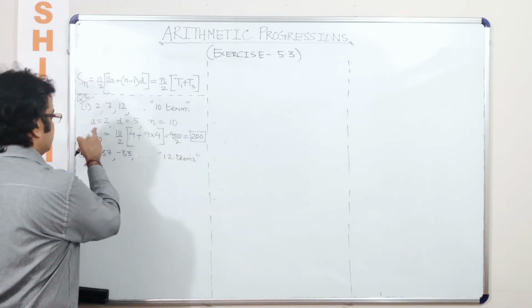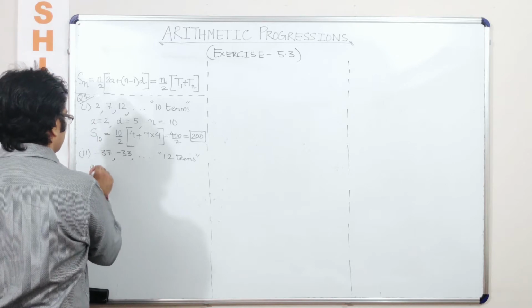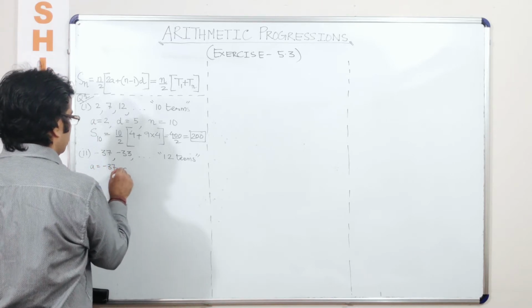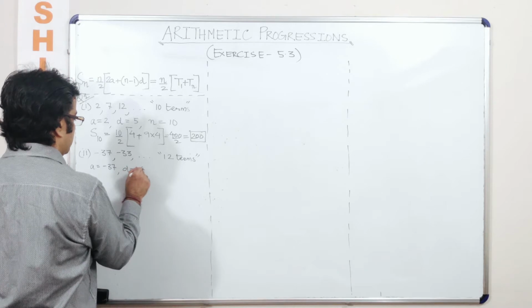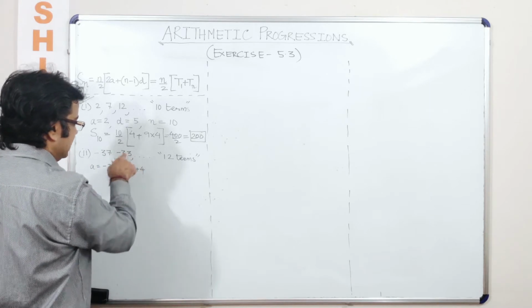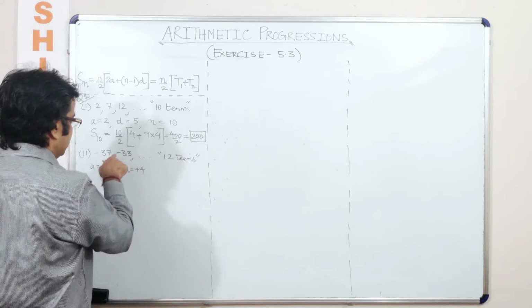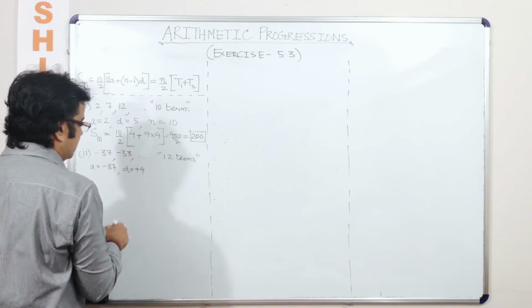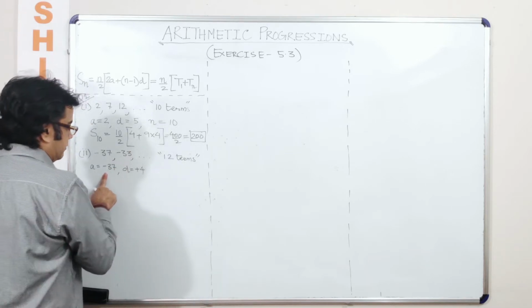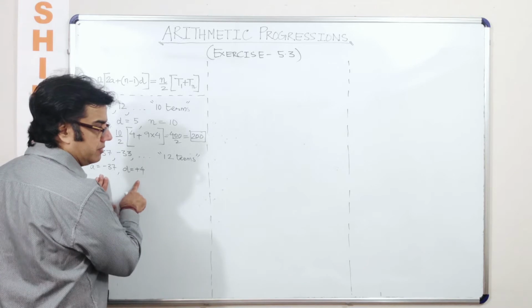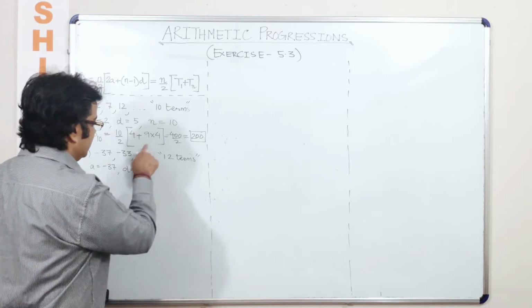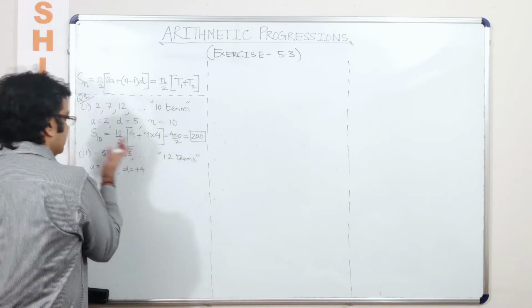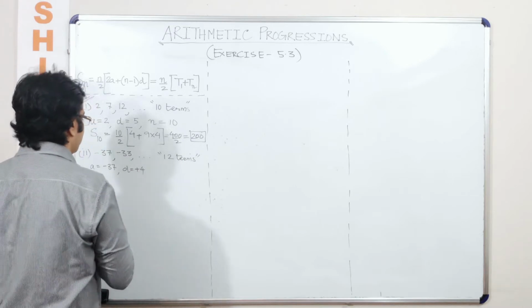So now you do the same. The first term here is minus 37. The common difference here is plus 4. Why? Because this is an increasing arithmetic series. It increases because the common difference is positive and the first term is negative. So since the first term is negative and the common difference is positive, you will keep on getting terms which will be greater than the preceding terms or the earlier terms.